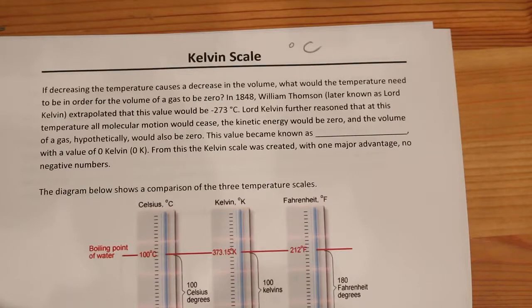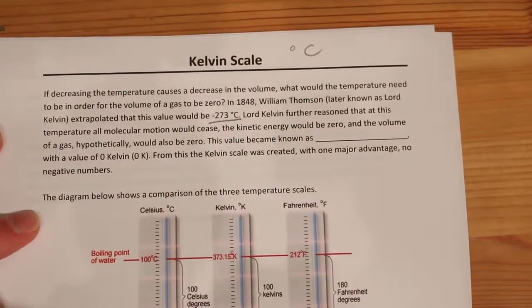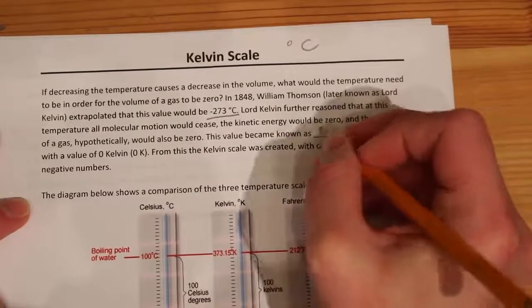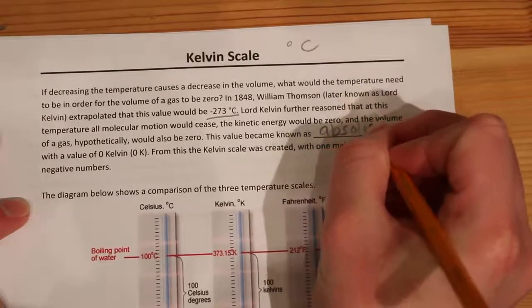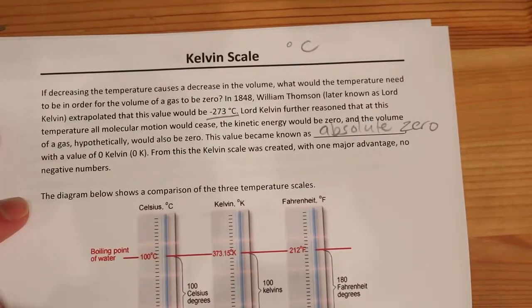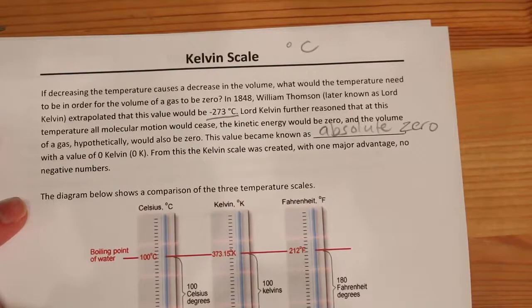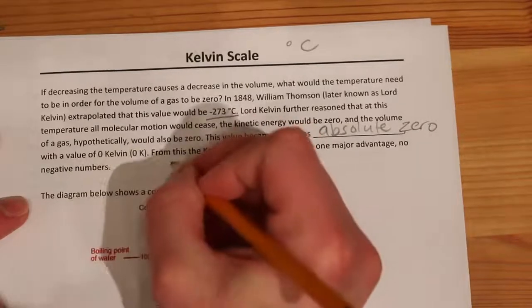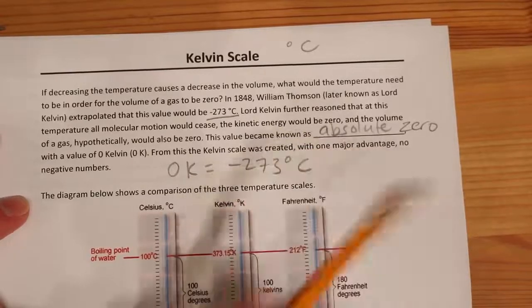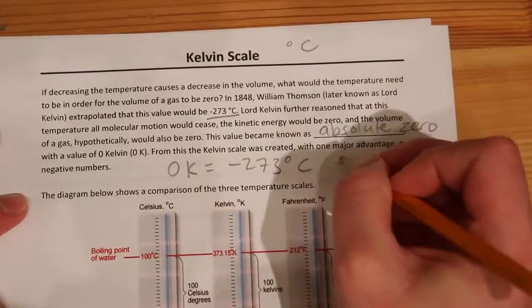Okay? So he ended up determining that at minus 273 degrees Celsius, the particles stopped vibrating, and this value is known as absolute zero. And when we say absolute zero, we're talking about 0 Kelvin. So we can say 0 Kelvin equals minus 273 degrees Celsius. Okay, so this is our absolute zero.